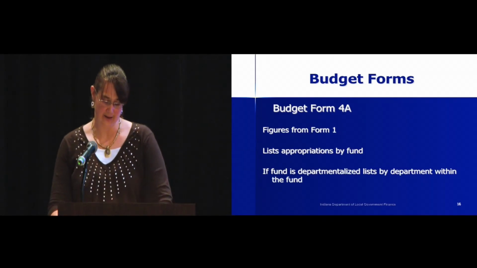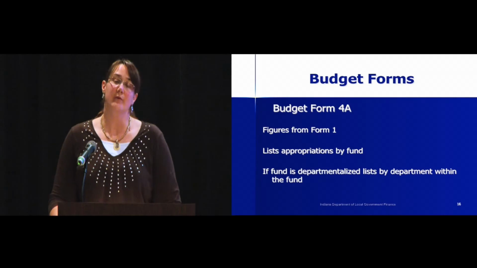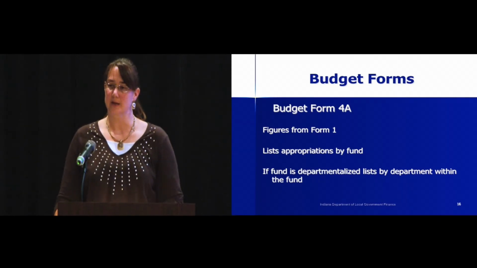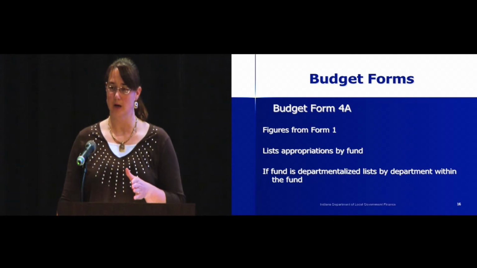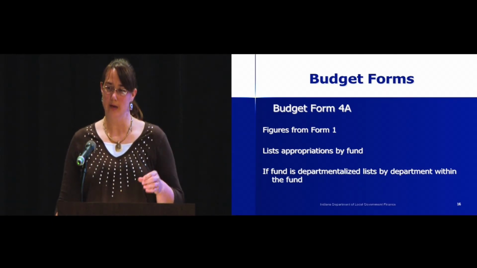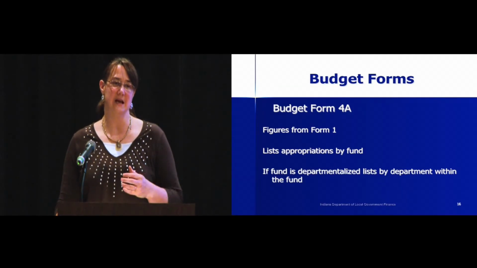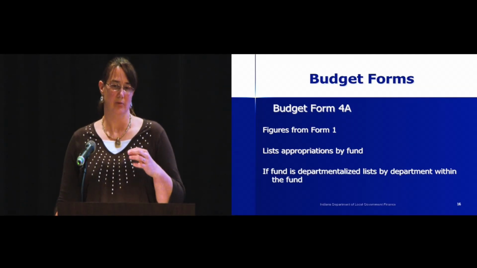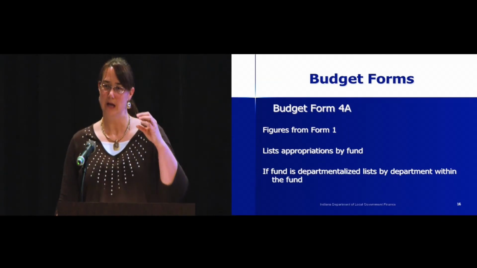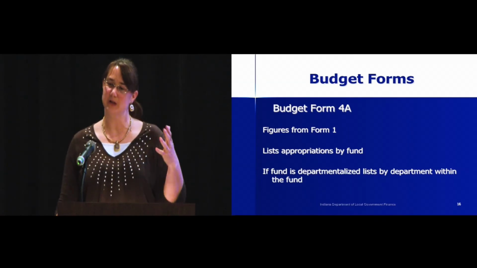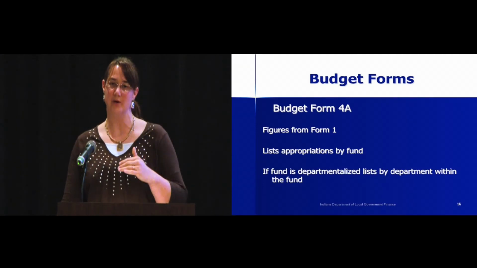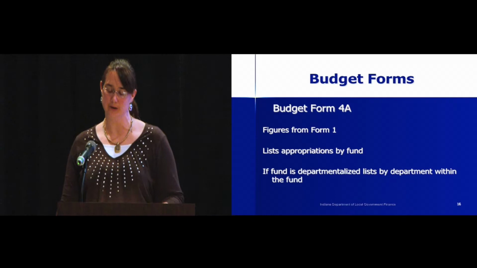Form 4A. On Form 4A, there are two columns. The first column is the published amounts that come from Form 1. Form 4A is a concise report broken down. Instead of having the detailed information on the Form 1, it is broken down by totals of each category, the 6 that I mentioned earlier.